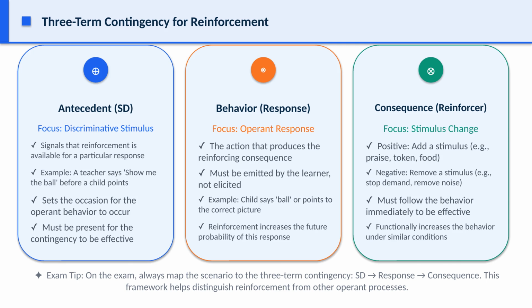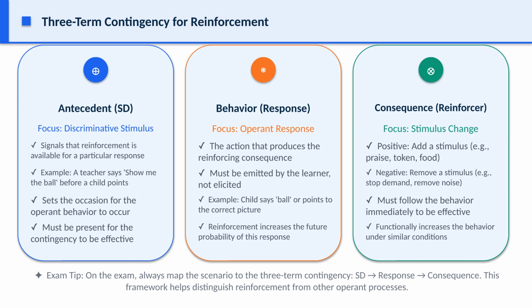The behavior itself must be an operant, voluntarily emitted by the learner, not reflexively elicited, and it is the action that directly produces the reinforcing consequence. The consequence is where positive and negative reinforcement diverge. Positive reinforcement adds a stimulus like praise or a token, while negative reinforcement removes an aversive stimulus, such as ending a demand or turning off noise. Critically, the consequence must follow the behavior immediately and functionally increase the behavior's future probability under similar antecedent conditions.